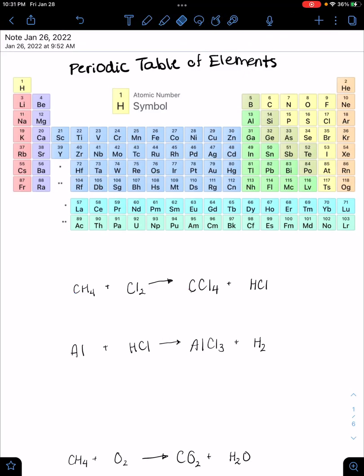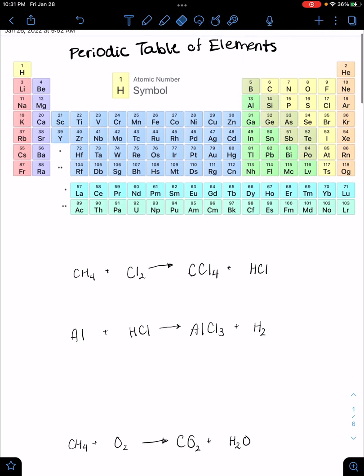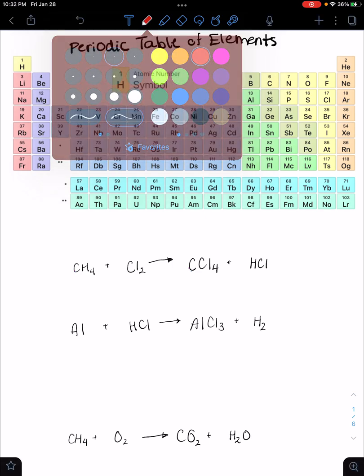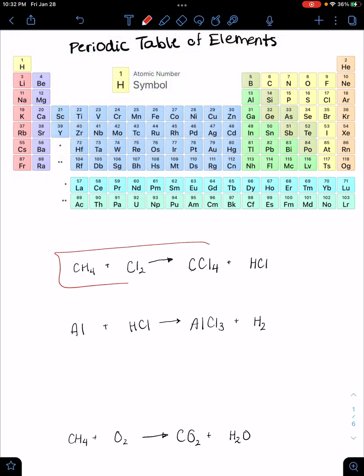Okay, so we want to figure out balancing chemical equations. So we look at this and it kind of looks like nonsense. So based on this periodic table, we'll try and pick out which type of elements we're seeing here.